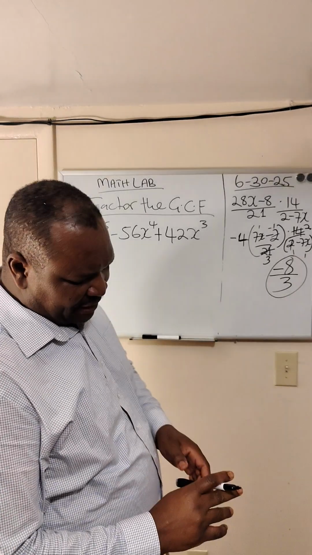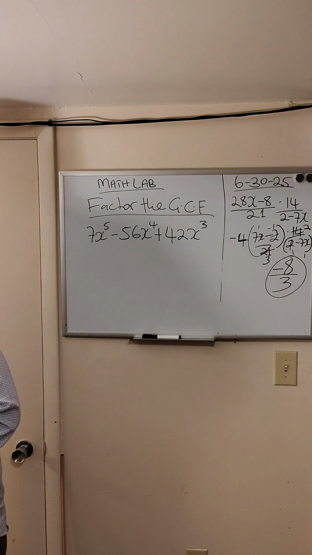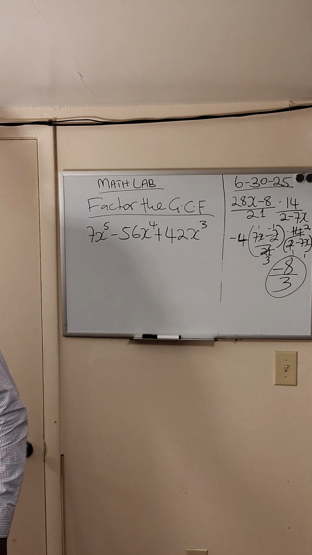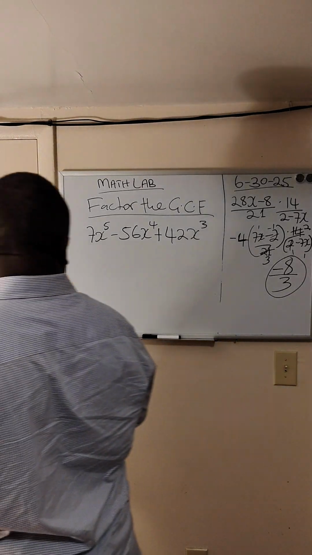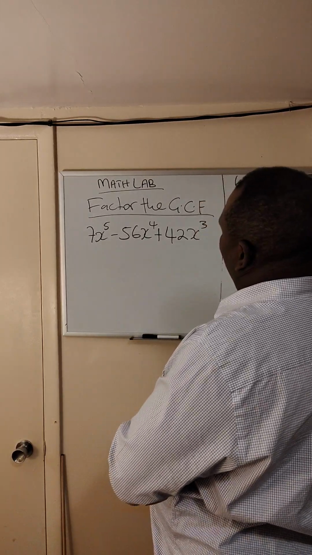Factor the GCF. So now for us to factor the GCF, we are going to look at numbers which are least common multiples, and so basically what we're going to do is look at the like terms.